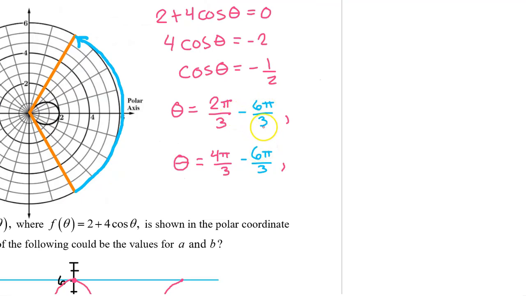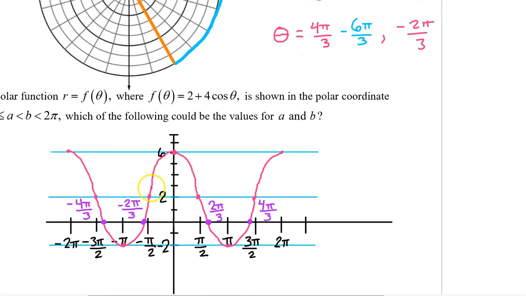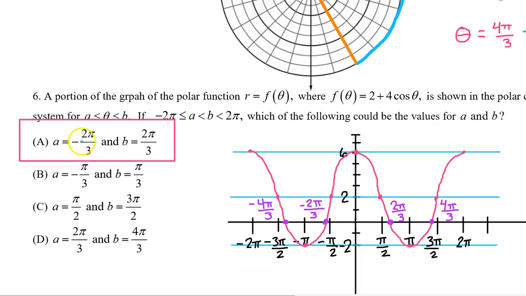Subtracting 2 pi is the same as subtracting 6 pi over 3. 2 pi over 3 minus 6 pi over 3 is negative 4 pi over 3. And 4 pi over 3 minus 6 pi over 3 is negative 2 pi over 3. So here are 4 x-intercepts. And here are those 4 x-intercepts on the rectangular graph. On the rectangular graph, negative 2 pi over 3 to positive 2 pi over 3 goes from here to here.